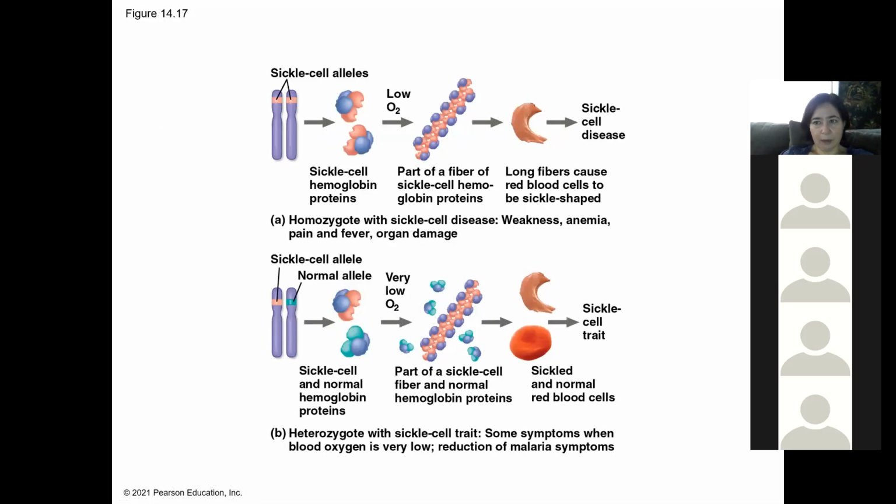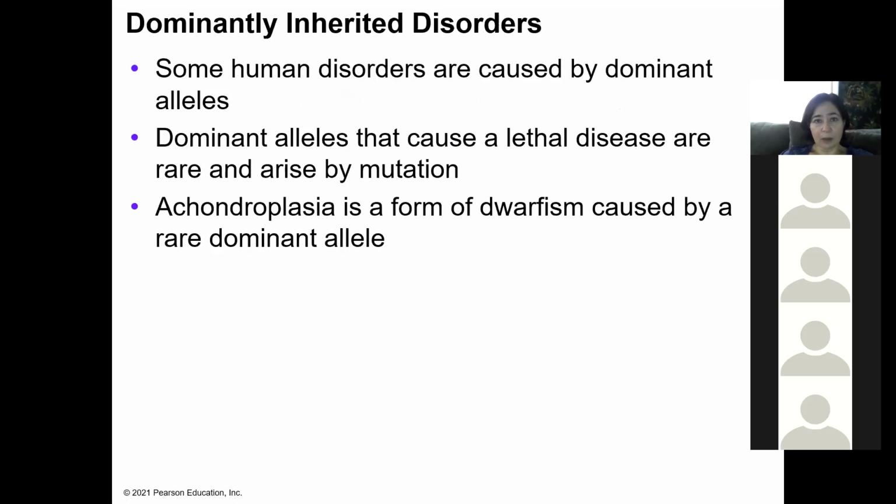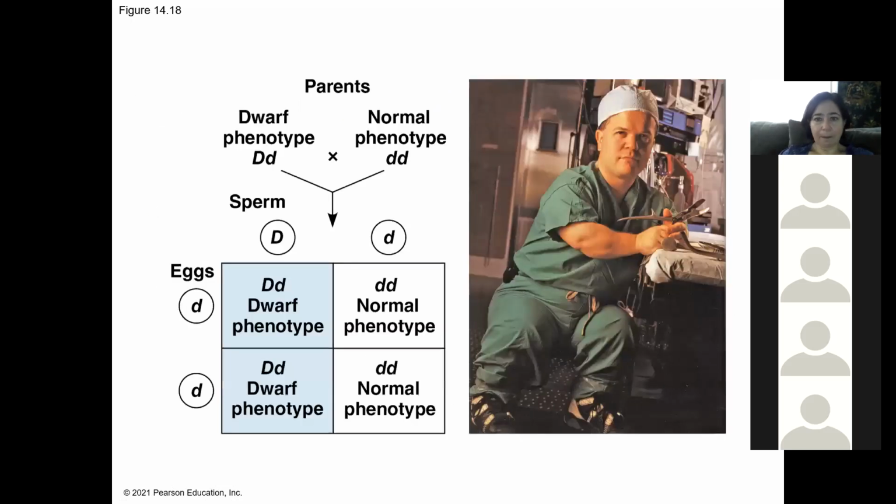So that was about recessive. Recessive, as I said, means a 25% chance if both parents are carriers. Less common are dominantly inherited disorders, but in this case, a child has 50% chance of being affected, right?